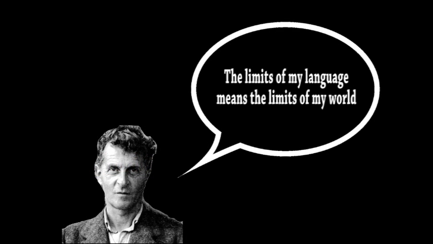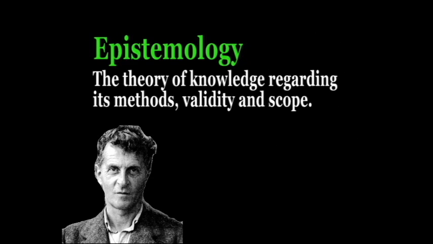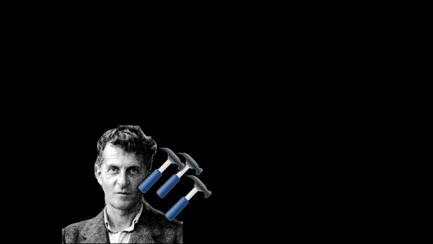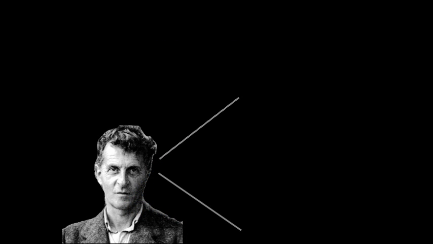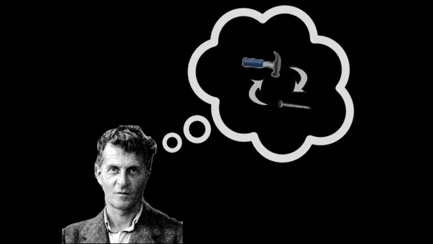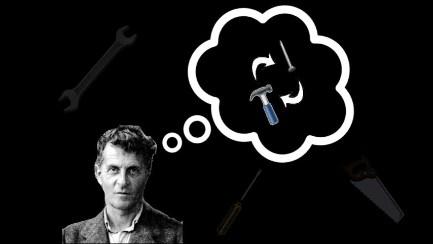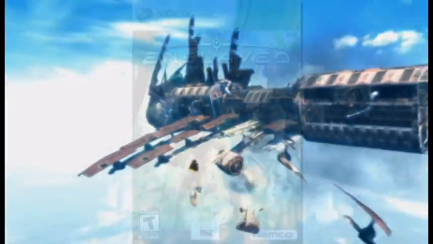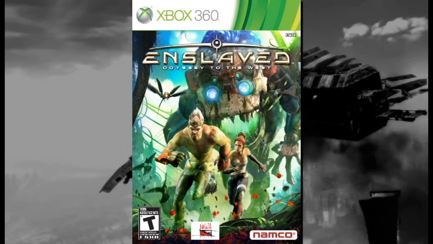Like 20th century philosopher Wittgenstein said, "The limits of my language means the limits of my world." He's talking about epistemology, which is the study of knowledge in itself. What he was implying was that if the only word you have in your vocabulary is hammer, then the only thing you'll be able to see are nails. Not only that, but you will only be able to think inside that domain, regardless of what other experiences may be around you. A good case study for how this applies to games is Enslaved: Odyssey to the West.